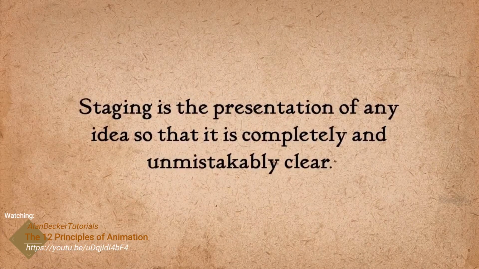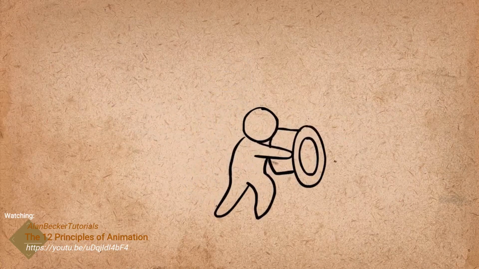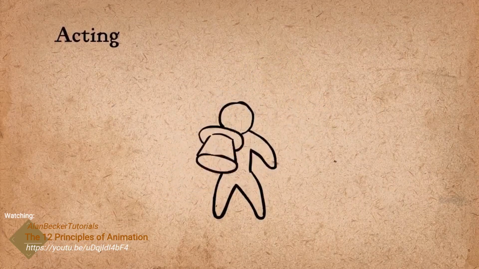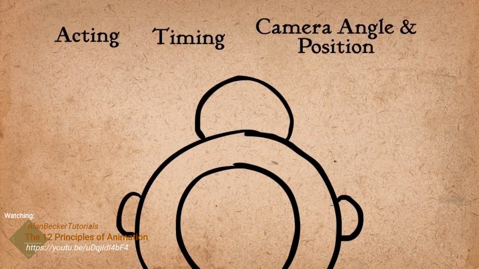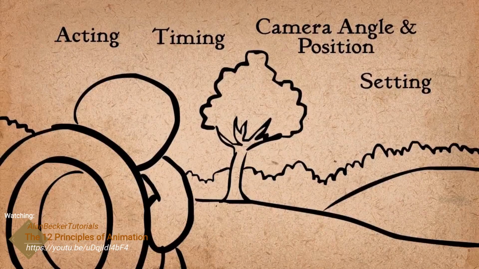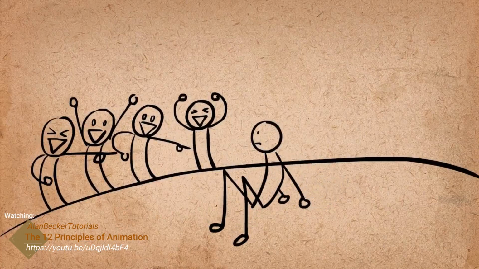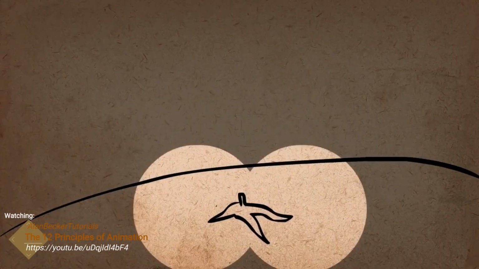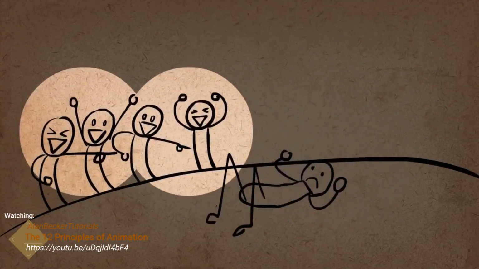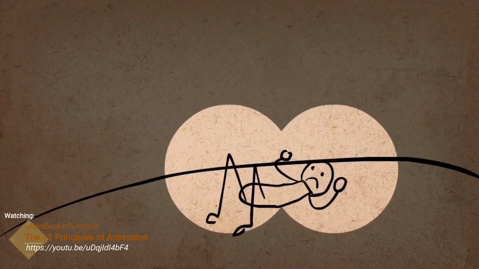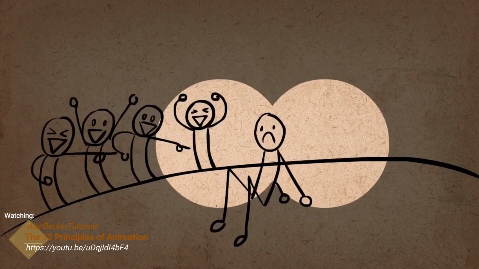Staging is the presentation of any idea so that it is completely and unmistakably clear. This is a very broad principle because it covers so many areas of animation. It can apply to acting, timing, camera angle and position, and setting. So when you're animating, you want to be in full control of where the audience is looking. You're essentially saying, look at this, now look at this, and now look at this. This control is achieved through staging. All of the elements of the scene work together to move the viewer's eyes around the screen.